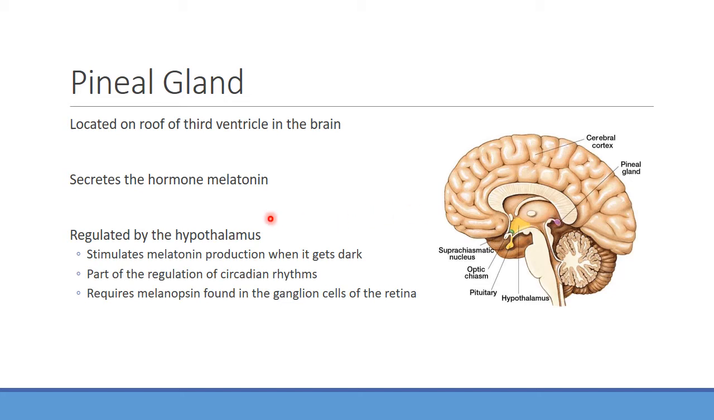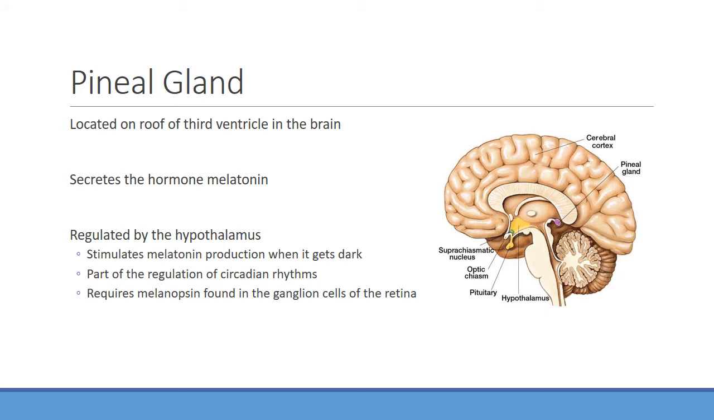Again, it's going to be regulated by the hypothalamus. Also going to help to be regulated by the eyes as well, and it's going to stimulate melatonin production when it gets dark. Basically, things get dark. I'll show you the process where that actually gets stimulated and how that works. This helps to set up the regulation of these circadian rhythms.